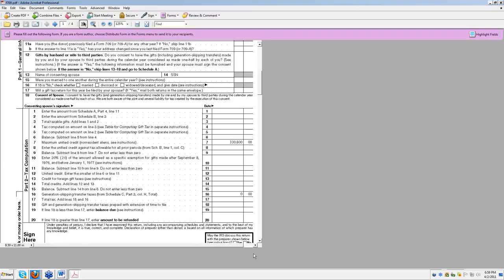Generation-skipping transfer taxes from Schedule C, is that the zeros? Where are you at? I'm on line 16, down where the zeros are. To the right. Yeah, you got 000. There's your tax credit right there. You have to make over and above that to have a tax liability.